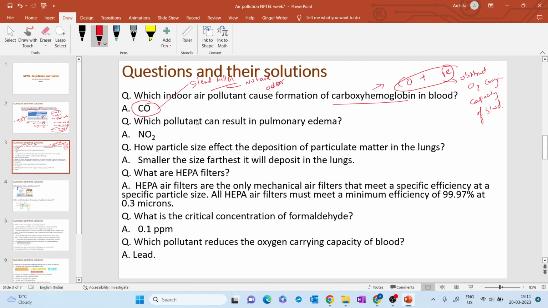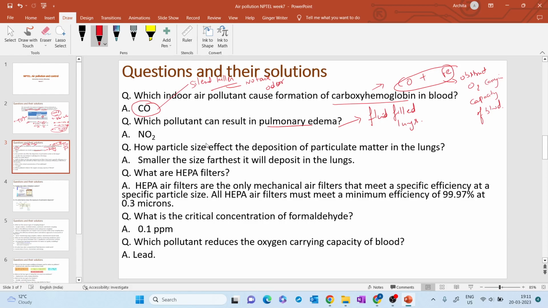Okay. Next is which pollutant will result in pulmonary edema. So pulmonary edema is nothing but when lungs are filled with fluid, and it is caused due to NO2 emission or NO2 pollution.